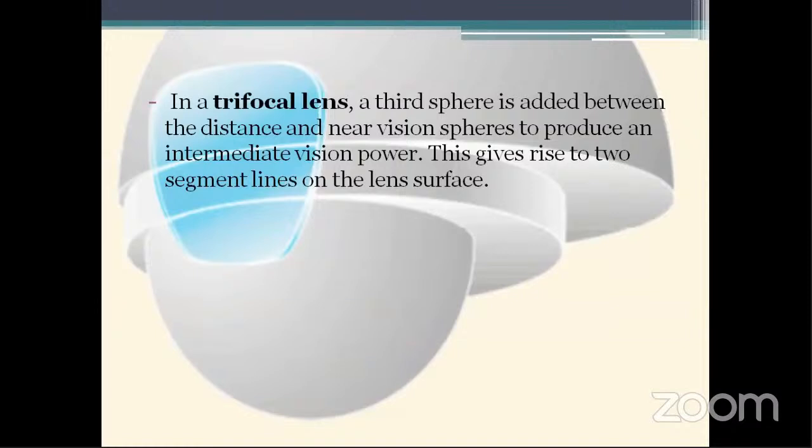Next, we move to trifocal lenses. In trifocal lenses, a third sphere is added between the distance and near vision spheres to produce an intermediate vision power. This gives rise to two segment lines on the lens surface. So bifocal lenses will have a single demarcating line, whereas trifocal lenses will have two demarcating lines because of the intermediate vision which they provide.